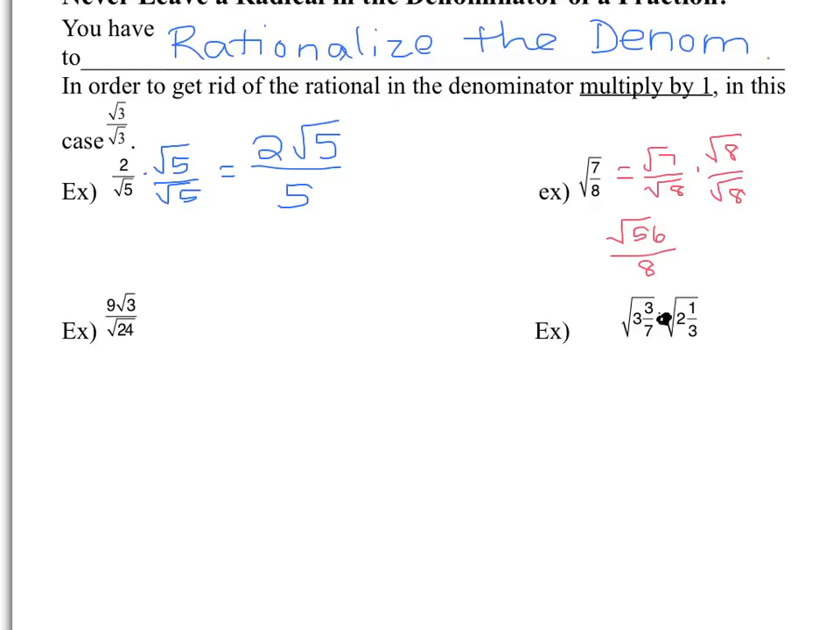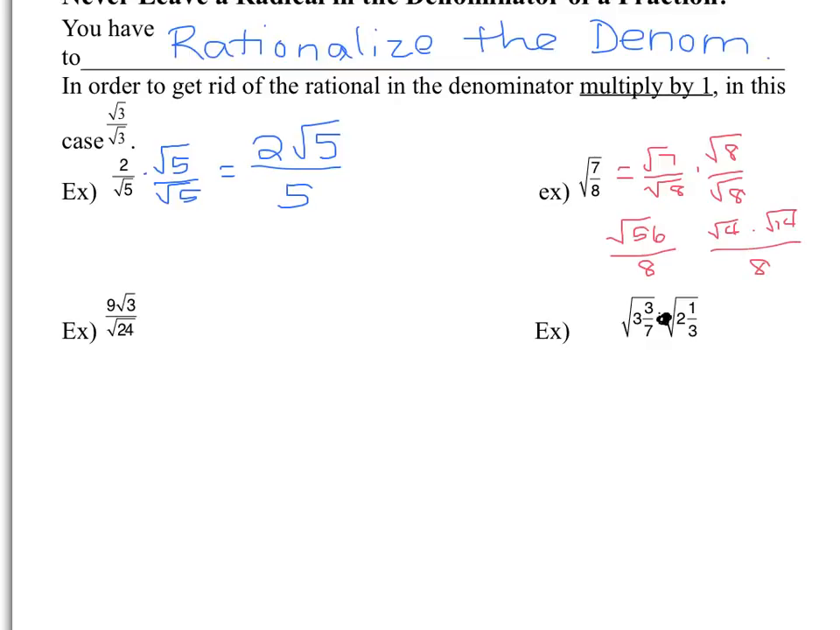And I'm looking for the largest perfect square in 56. Cutting 56 in half, I'm at about 25, and I know 25 doesn't go into 56. I check if 16 does, it does not. I check if 9 does, it does not. So then I can check 4, and 4 does go into it. So it's the square root of 4 times the square root of 14, all over 8.